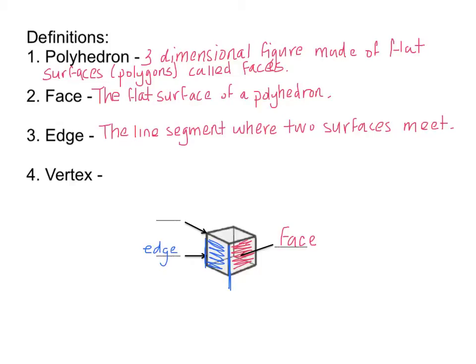Last is vertex, the point where several edges meet. So again, if I look on my diagram here, if I look at the top face, this side face, and the other side face, the vertex would be the point where all of these are meeting. So here is a vertex, here is a vertex, and so on. All of these points are going to be a vertex.